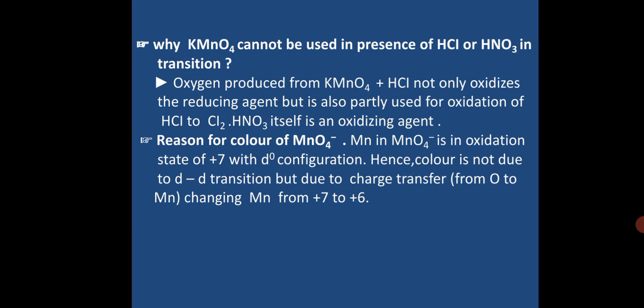The reason for the color of the MnO4 minus ion is that Mn in MnO4 minus is in the +7 oxidation state, which I have discussed with you, with d0 configuration. Hence the color is not due to d-d transition but due to charge transfer from oxygen to manganese, changing Mn from +7 to +6. Okay, this is all about your d and f block elements.